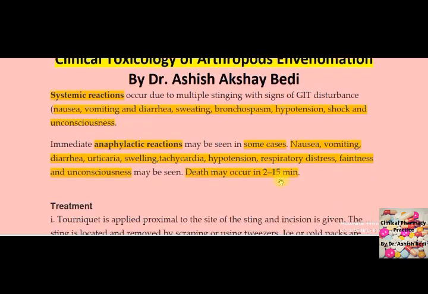Then, what are the systemic reactions? Systemic reactions occur due to multiple stinging. In the case of bees, wasps, and all those insects, including ants, mostly the local reaction will occur. But in the case of multiple stinging by these organisms, the systemic reaction will also occur. The systemic reaction will only occur due to multiple stinging.